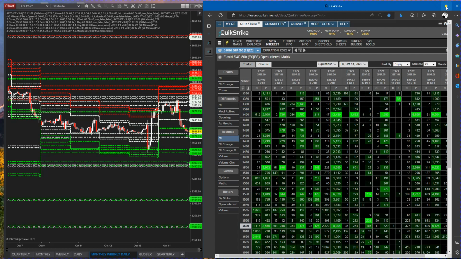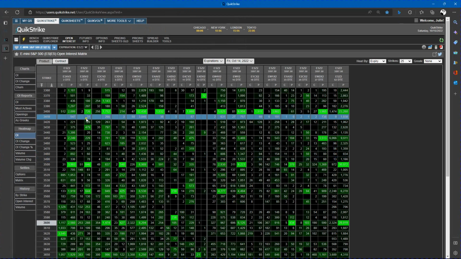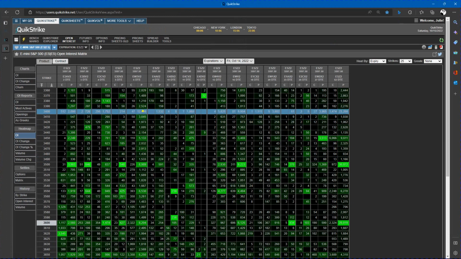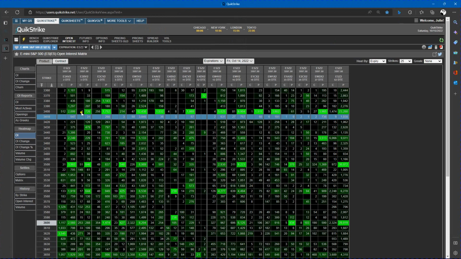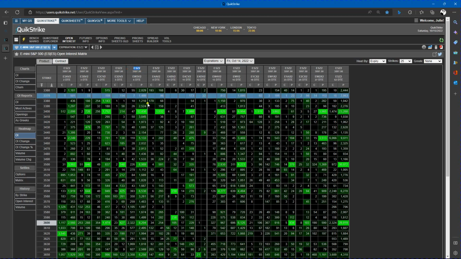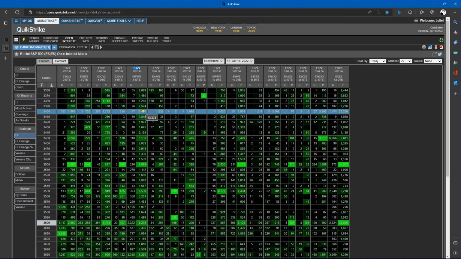Let's open this up. You can see it has the most volume, 12,430 sitting right there. And that's why I added that quarterly. See, that quarterly is the one I just added. So the quarterly contract has the most volume at 3,400, which is why you see the JP Morgan sitting where it is. That's their put wall, right?